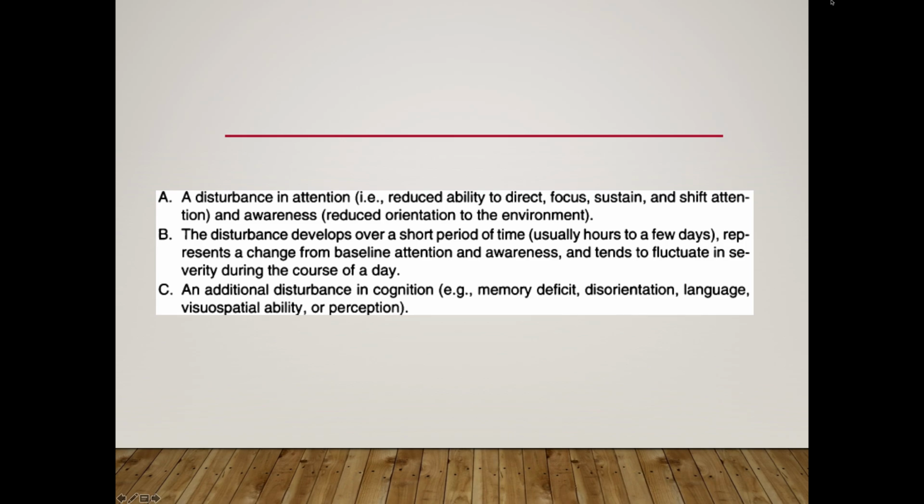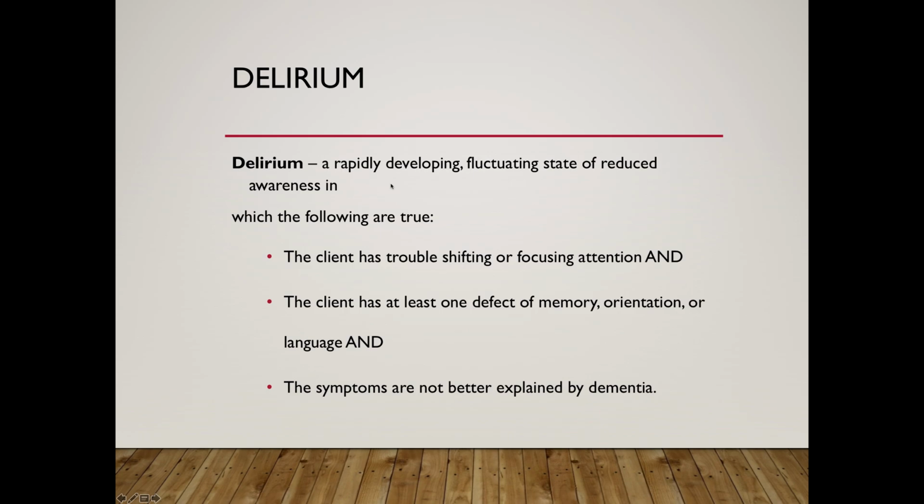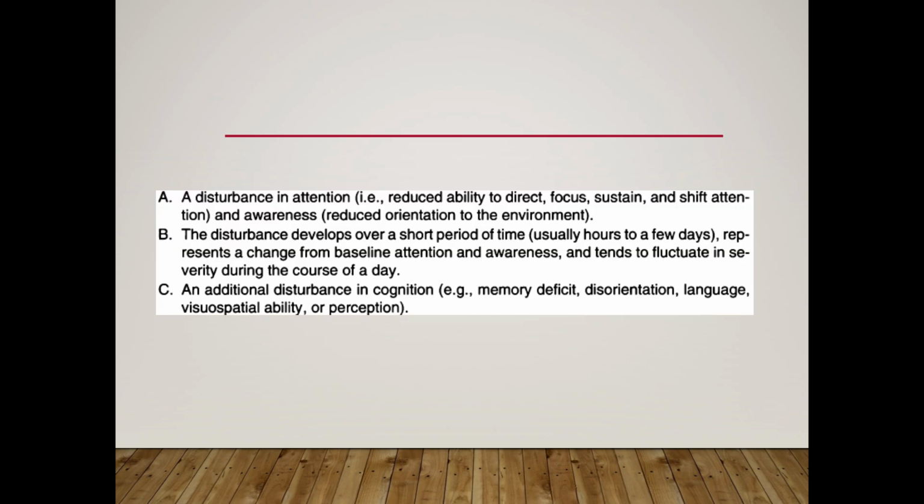So here are those symptoms: a disturbance in attention, inability to direct, focus, sustain, shift attention, and awareness. Develops over a short period of time, represents a change from baseline, and there's an additional disturbance in cognition, whether it's memory, orientation, language, visuospatial, or perception. You would specify with delirium what the source would be, or if there's multiple sources. So for example, is this because the person is high or drunk? Was there an injury? Is there an illness? Where, if it is a substance, which substance is it that's causing the delirium?